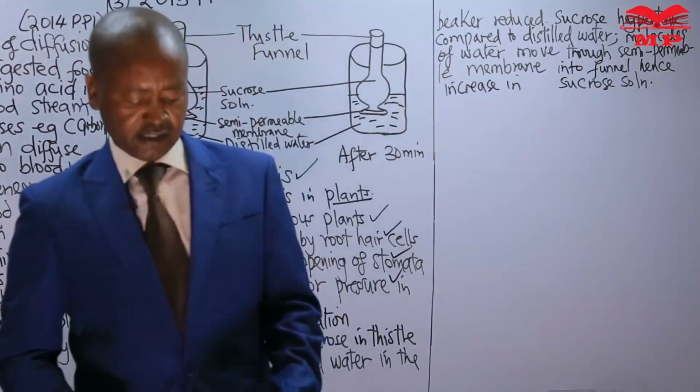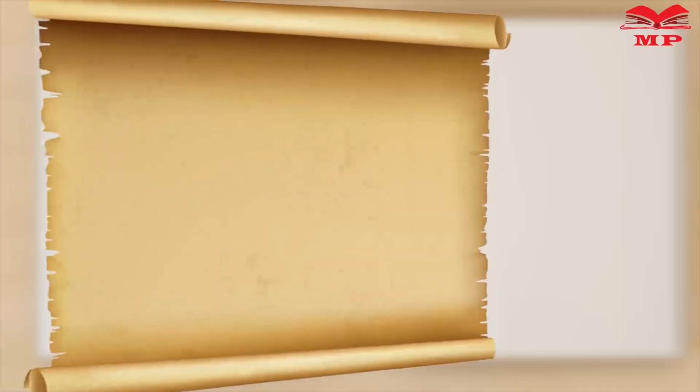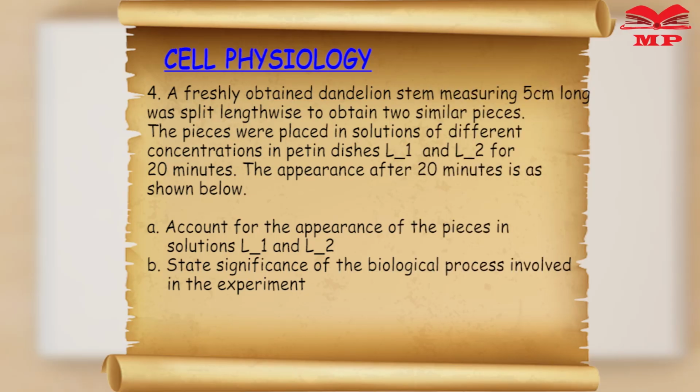And this one, let's maybe look at the instructions that were given. A freshly obtained dandelion stem measuring 5 centimeters long was split lengthwise to obtain 2 similar pieces. The pieces were placed in solutions of different concentrations in petri dishes L2 and L1 for 20 minutes. The appearance after 20 minutes is as shown.